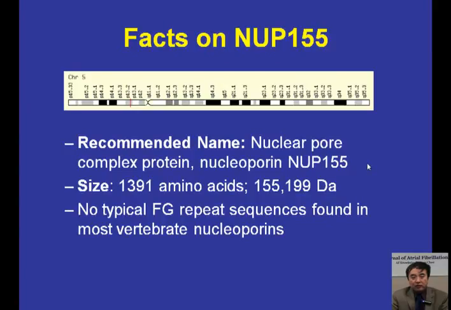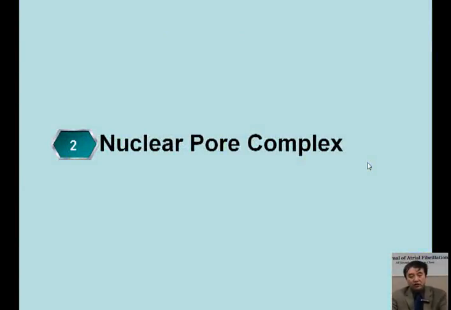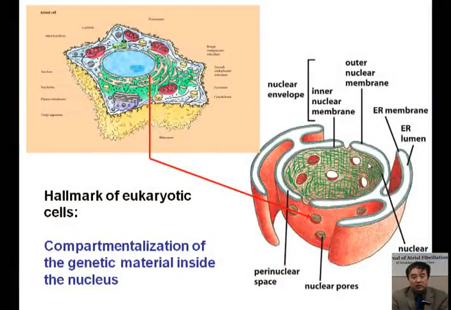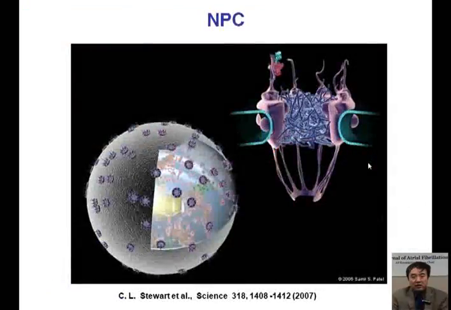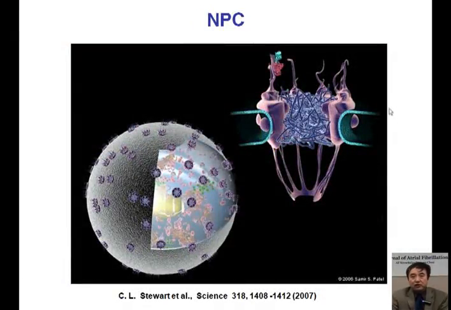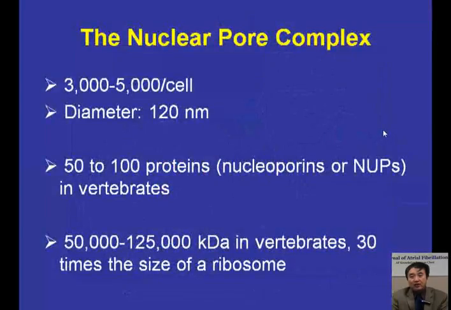Next, I'm going to give a brief introduction on nuclear pore complex. During evolution, the hallmark of eukaryotic cells is the development of the nucleus and compartmentalization of the genetic material inside the nucleus. There are many pores on the nuclear membrane. In each cell, there are 3,000 to 5,000 nuclear pore complexes. And each nuclear pore complex consists of 50 to 100 proteins.